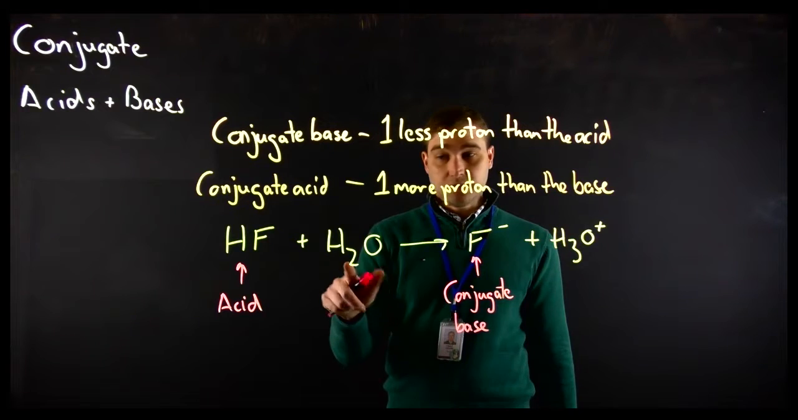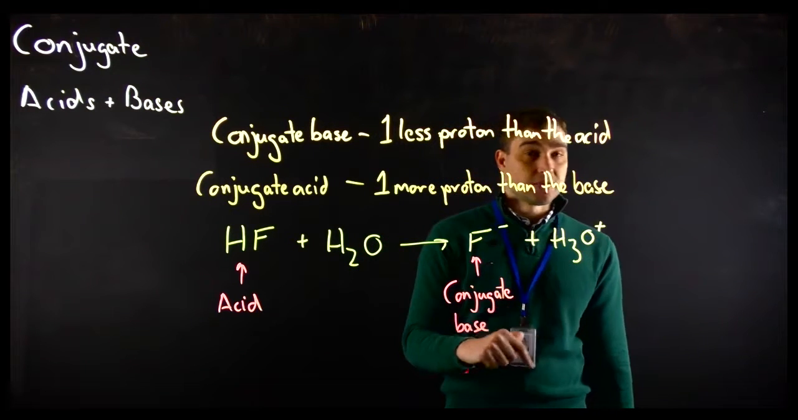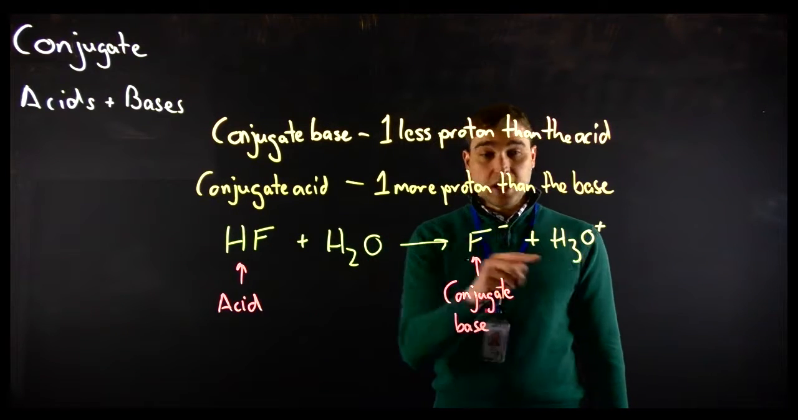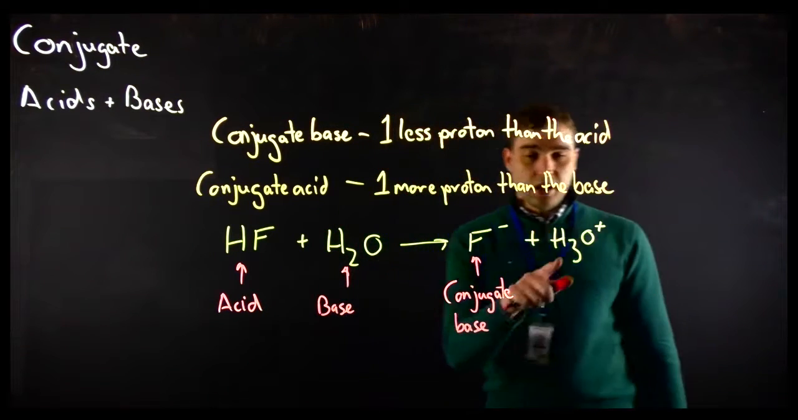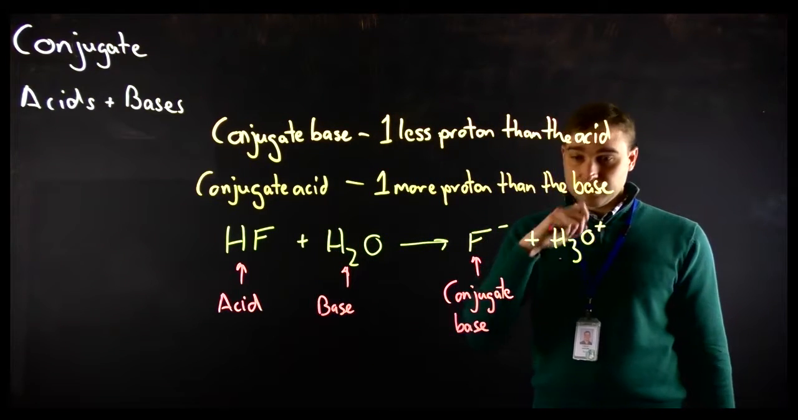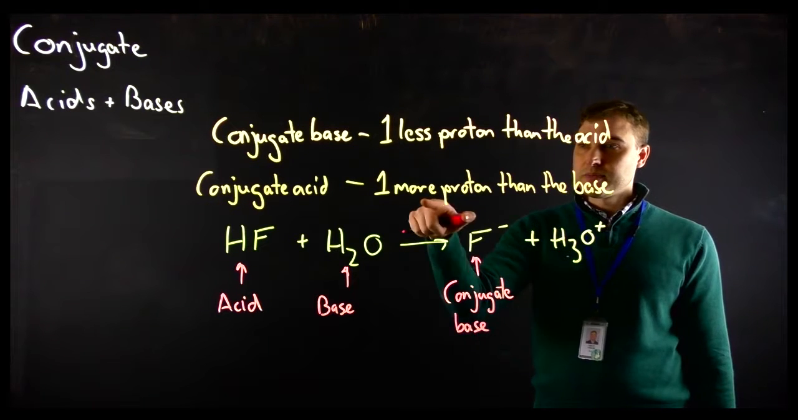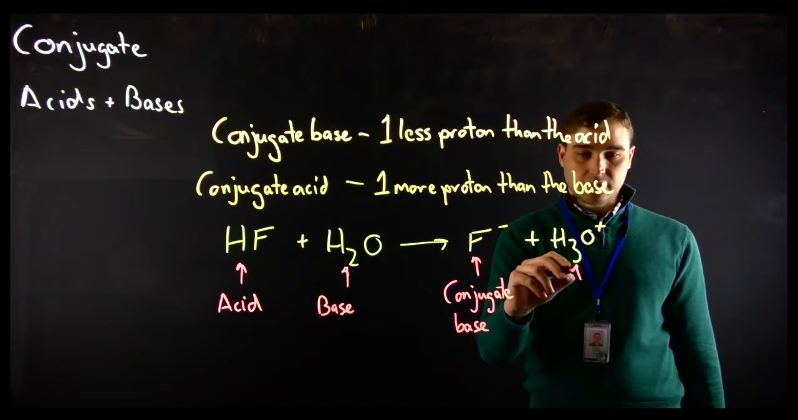If we look at water, we can see that water has gained a proton to produce the hydronium ion. So if it's gaining a proton, that makes it a base. And if we follow our simple rule, to figure out which one is a conjugate acid, it has an extra proton. So it has one more proton, so that makes this our conjugate acid.